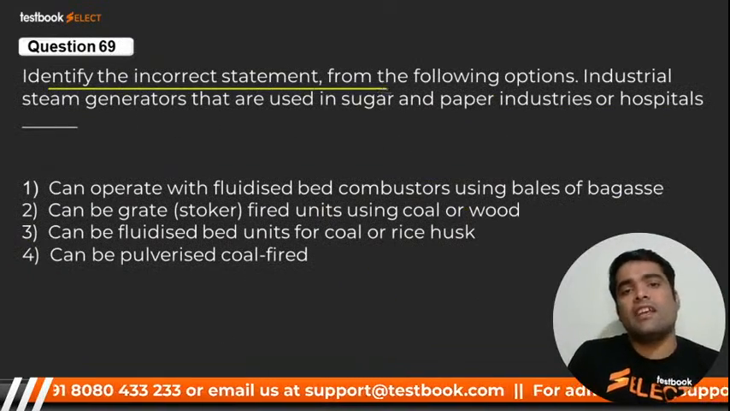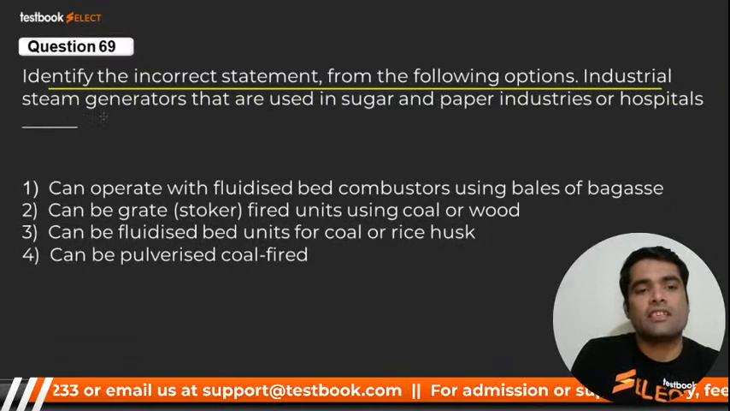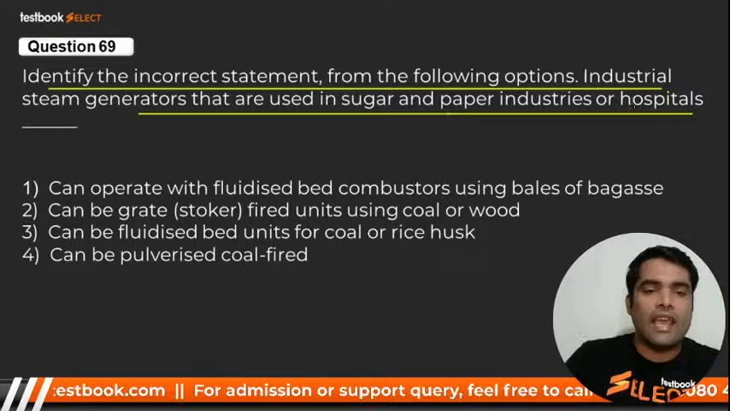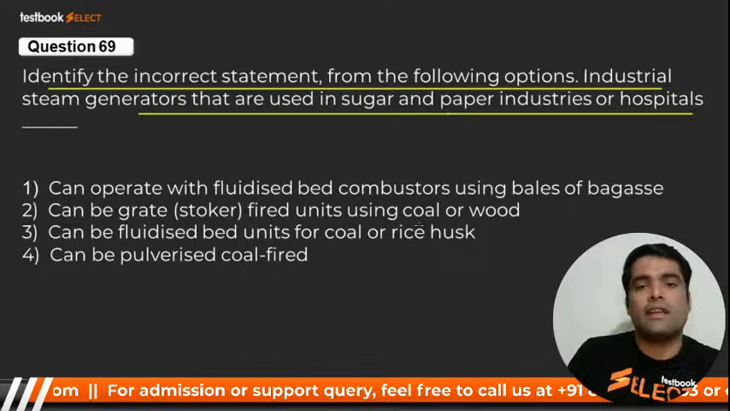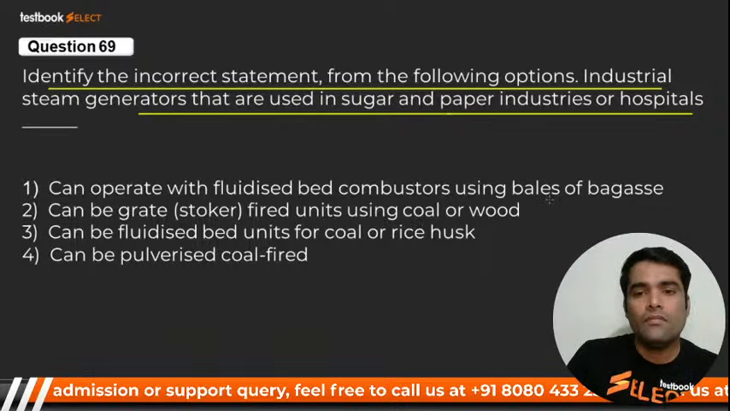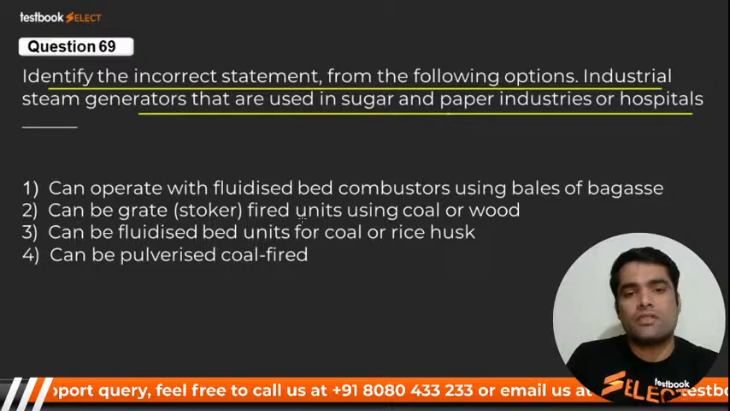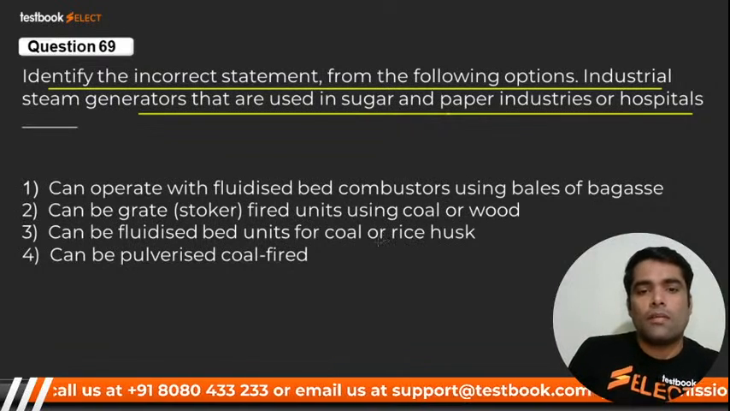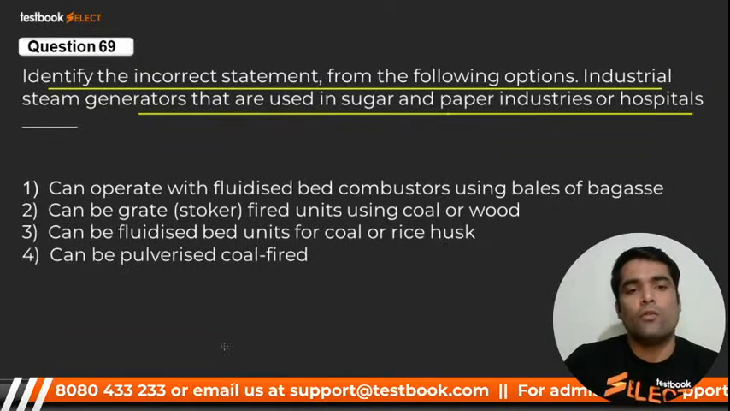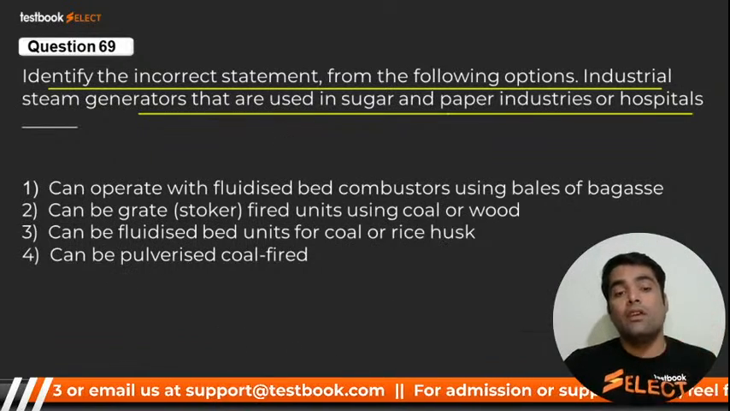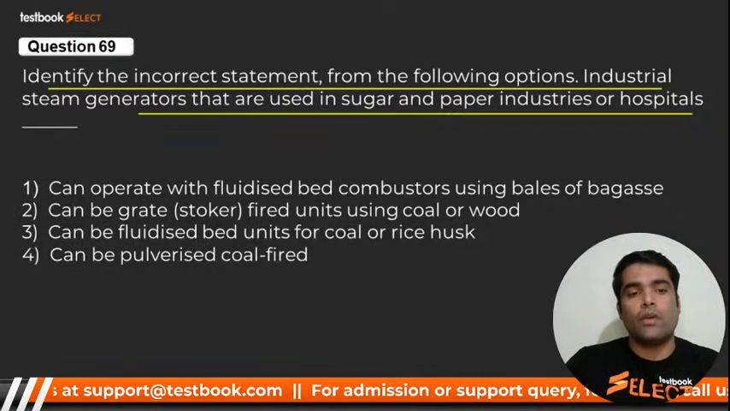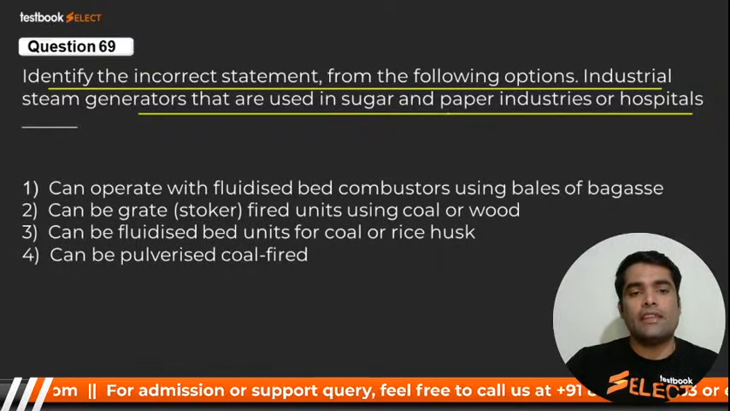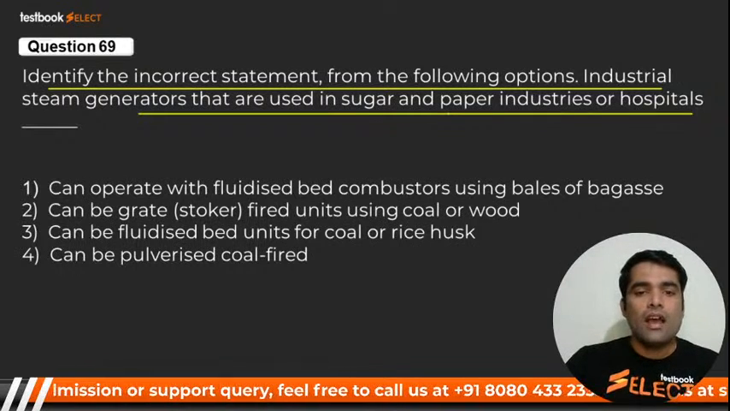Identify the incorrect statement from the following options. Industrial steam generator used in sugar and paper industries or hospitals can operate with fluidized bed combustor using bales of baggage, can be grate stoker coal or wood, can be fluidized bed units for rice husk, can be pulverized coal fired. My dear, which one is incorrect? We have to find out the incorrect statement. Okay, please be careful while giving answer. And it is what, my dear? It is none other than Haji Bacha.